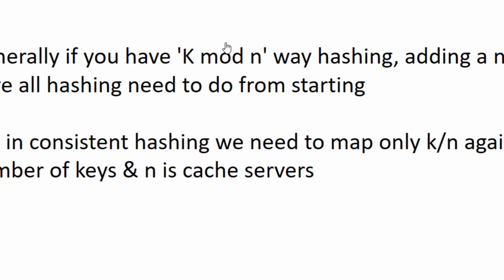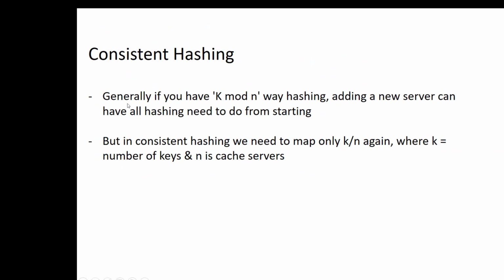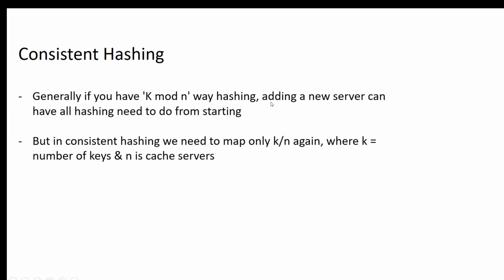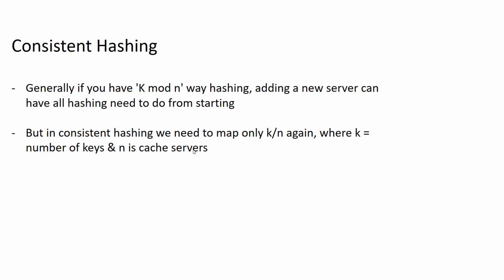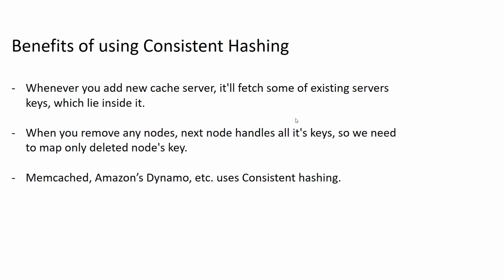So now let's see what it is doing. Generally, if you have modulo-based hashing, then adding a new server means all the hashing needs to be done from the start. But in consistent hashing, we need to map only k by n again, where k is the number of keys and n is the number of cache servers. Now, if you have n integers, you sort them and place them on a circle as per the nodes, right?